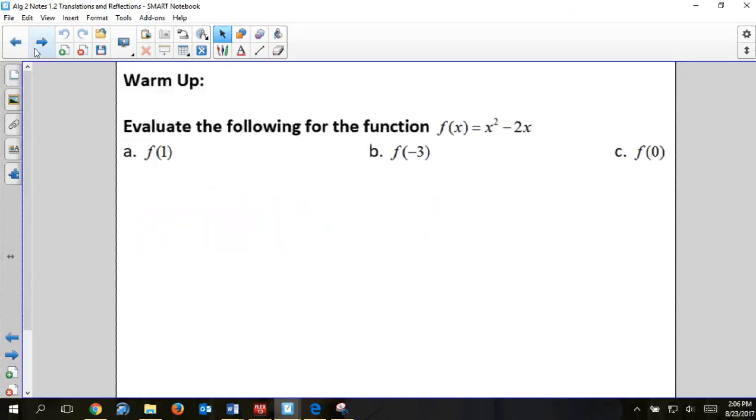So if you see f of 1, that means the function, see, this is f of x over here, the function when x is 1. So all it means is plug in 1 for x. That's all it means. So we're going to take that function f of x and make it f of 1. Wherever you see an x, plug in 1.